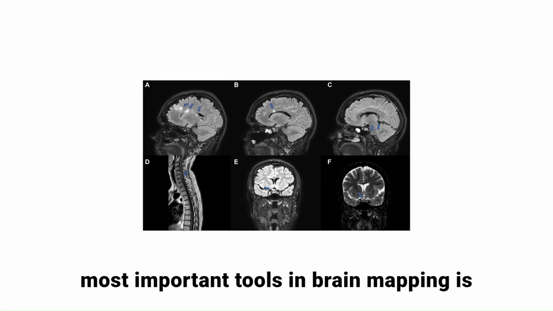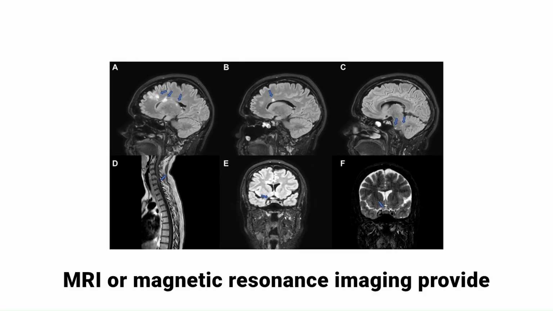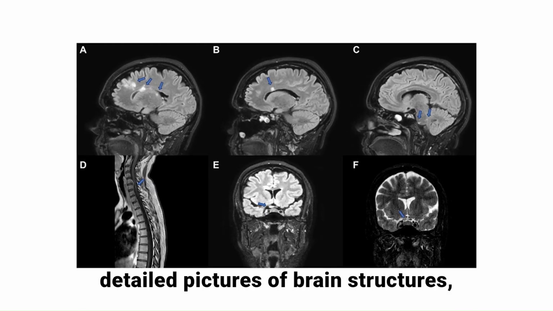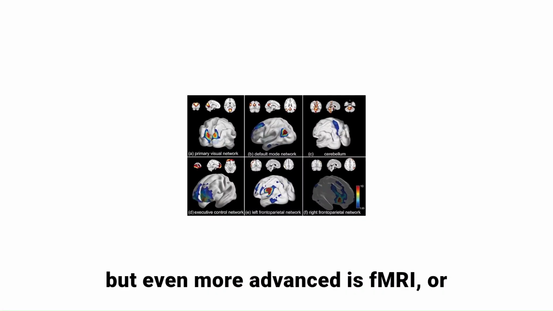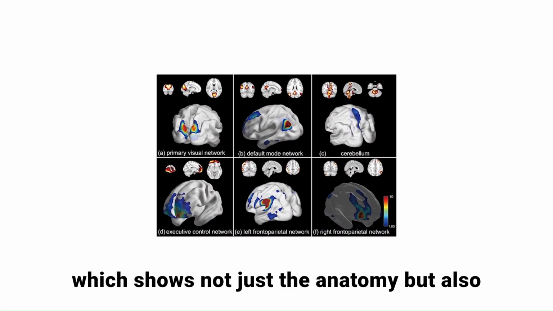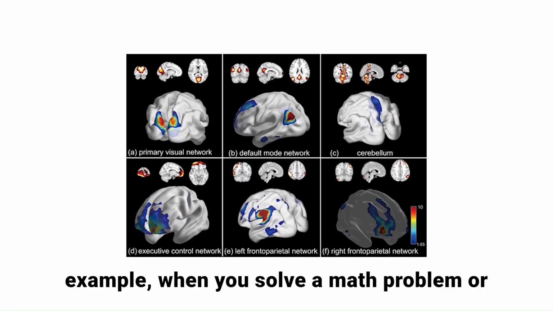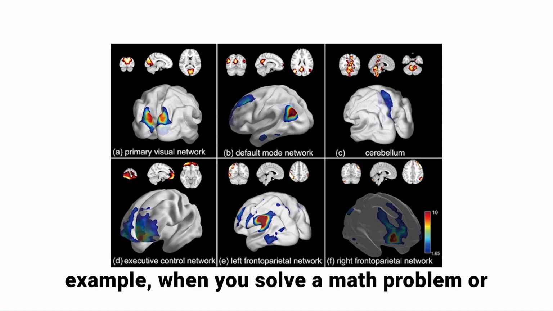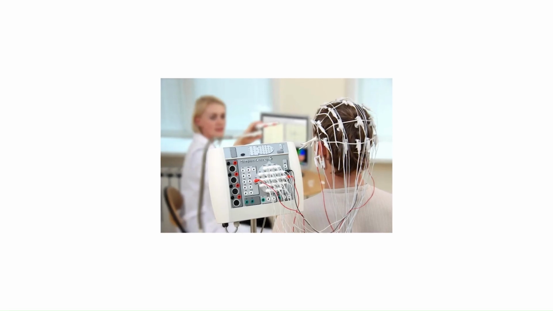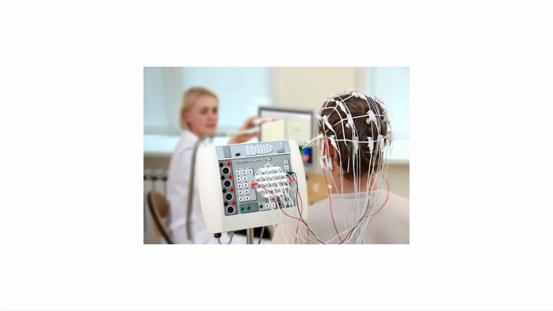One of the most important tools in brain mapping is imaging technology. Techniques like MRI, or magnetic resonance imaging, provide detailed pictures of brain structures. But even more advanced is fMRI, or functional magnetic resonance imaging, which shows not just the anatomy but also the activity of the brain. For example, when you solve a math problem or remember a past event, specific brain regions light up on an fMRI scan, allowing scientists to observe which parts are active during particular tasks.